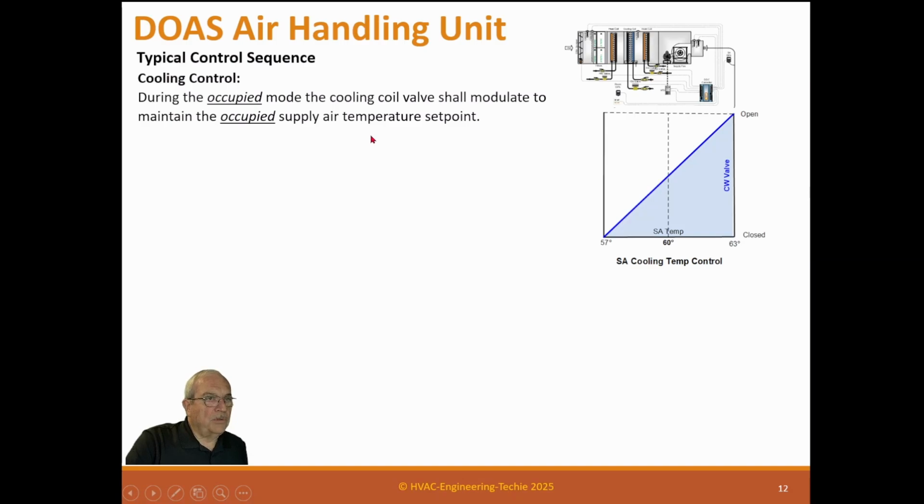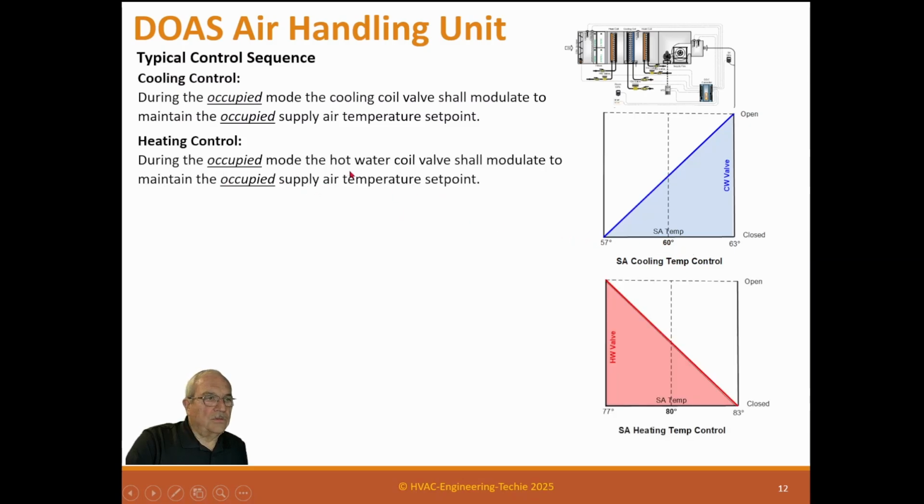During the occupied mode, the cooling coil shall modulate to maintain the occupied supply air temperature set point. So here we said it's around 60. It might be lower, depending on what these units are. And its throttling range is 57 to 63. So again, valve will be closed here and fully open here, but normally it'll just isolate right around here. It'll operate right around here, trying to maintain that 60 degrees.